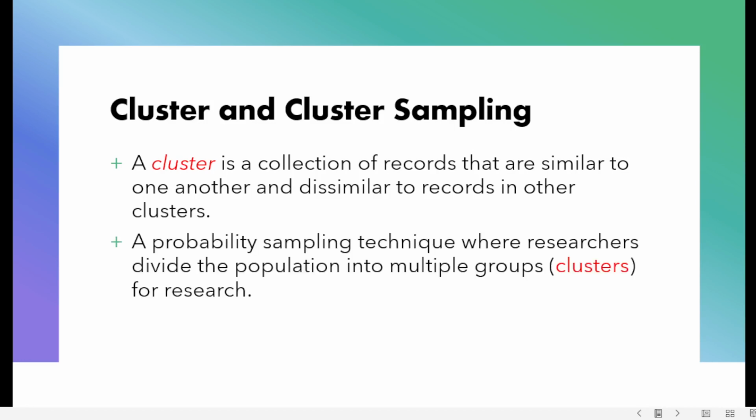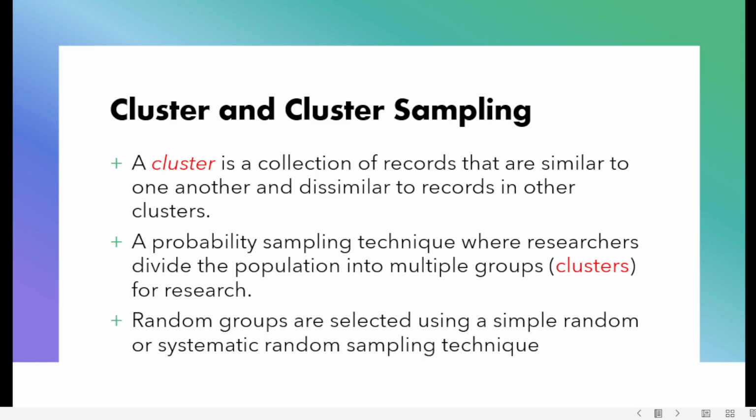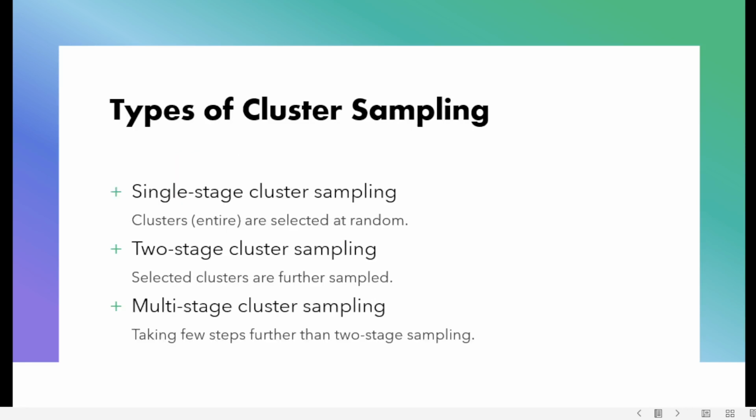In cluster sampling, the population is divided into multiple groups called clusters. We can take a country, city, school, university, etc. as a cluster. After creating the clusters, random groups are selected using a simple random sample or a systematic random sampling technique. There are different types of cluster sampling: single stage, two stage, and multiple stages.